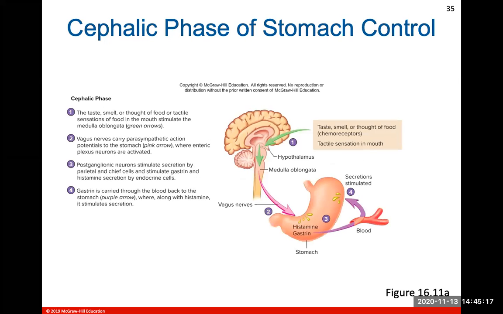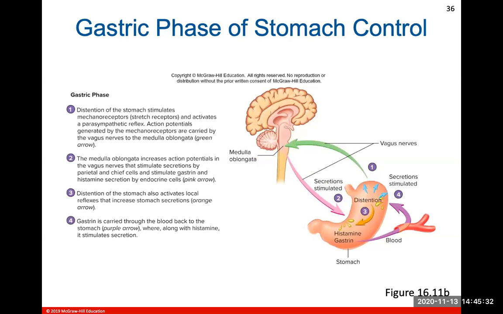So here's a look at the cephalic phase of the stomach control, where any sort of taste, smell, or thought of food will send sensations from your medulla to the stomach to secrete some of the gastric juices in the stomach itself. In the gastric phase of stomach control, distension of the stomach will stimulate receptors that will initiate a parasympathetic reflex that will activate local reflexes that increase even more stomach secretions, as shown by the orange arrow.